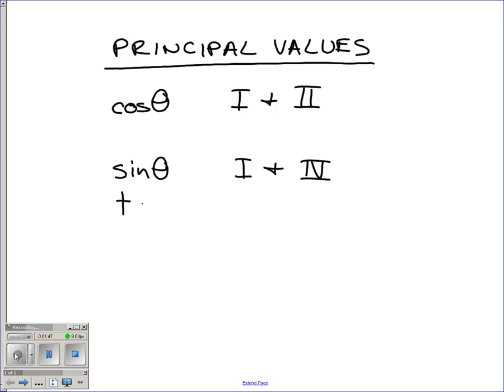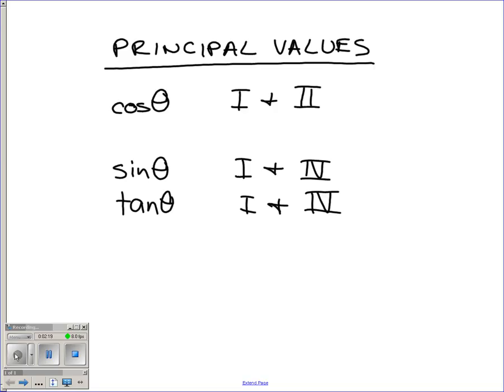Also, tangent of theta uses the same two. For some reason, instead of going first and second, they went first and fourth. So if you can remember, sine has its two in the first and the fourth, you're going from negative pi over 2 to pi over 2, or negative 90 to 90. Whereas for cosine, in the first and second, you're going from 0 to 180, or 0 to pi.